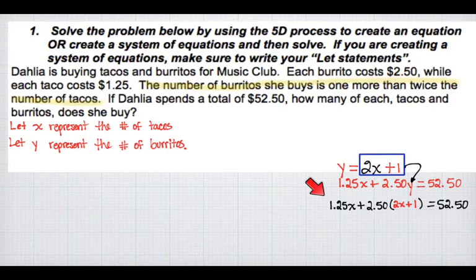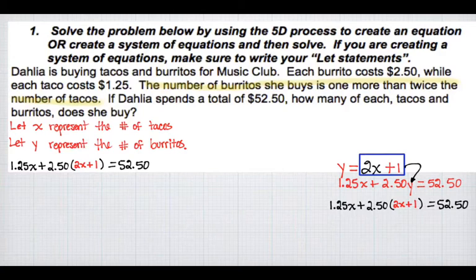Now, all I got to do is solve this equation, because now this equation only has one variable, x. And once I solve for this equation, I'm going to get x equals something. Once I get that x equals something, I will know the number of tacos, because x represents the number of tacos. Here we go. Okay, I'm going to solve this equation right over here. So the first thing I'm going to do is multiply 2.50 times 2x and 2.50 times 1.